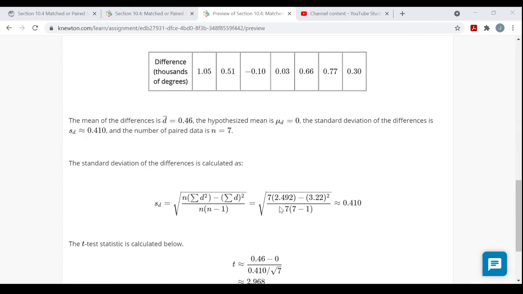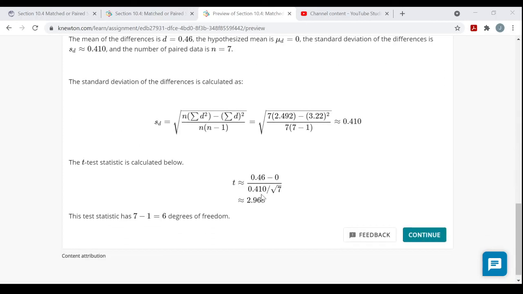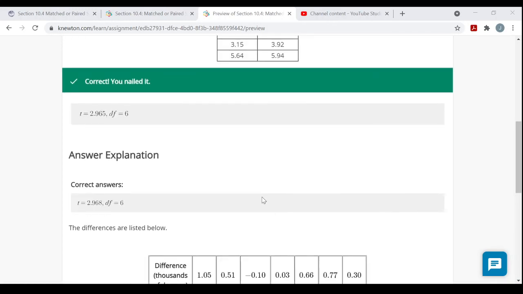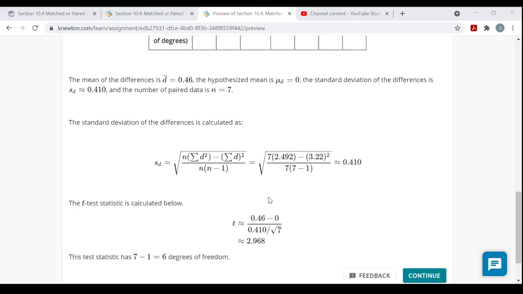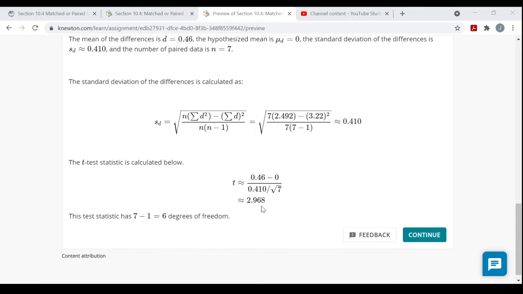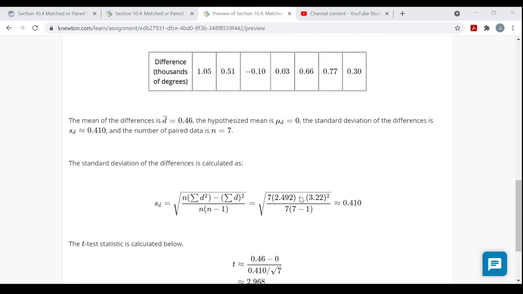Well, that's because they rounded. They rounded to 0.410. I used the whole thing, right? I used 0.410447, blah, blah, blah. They rounded their standard deviation, so that's why they're getting a little off here. I would suggest not to round until the very end. But if you're noticing that they're doing it in the answers, maybe you should, just to make sure you get the same answer they're getting. So it looks like they're rounding everything to 3 decimal places as they go through, which is kind of silly. You shouldn't do that, but for some reason they are.